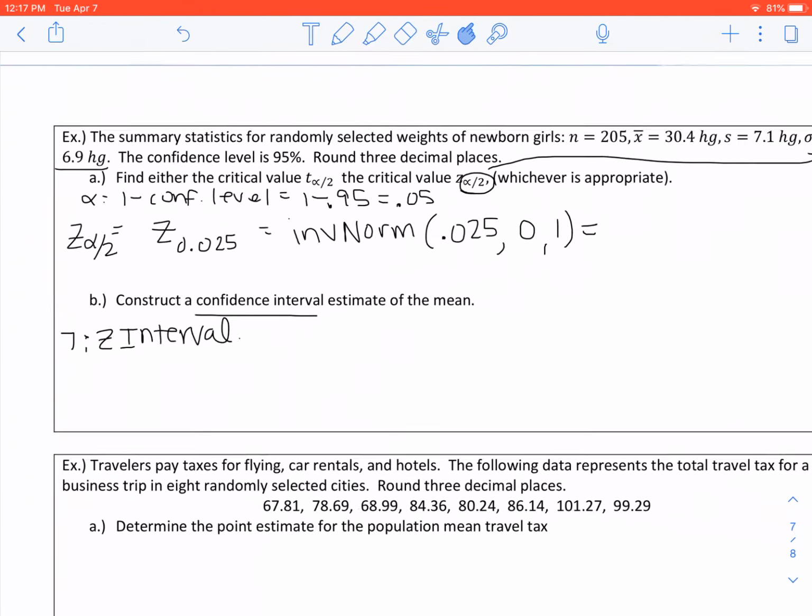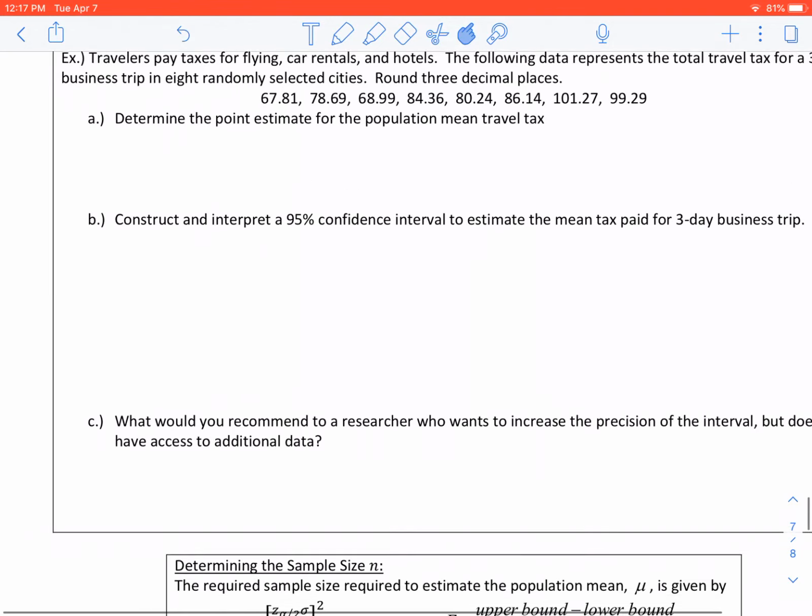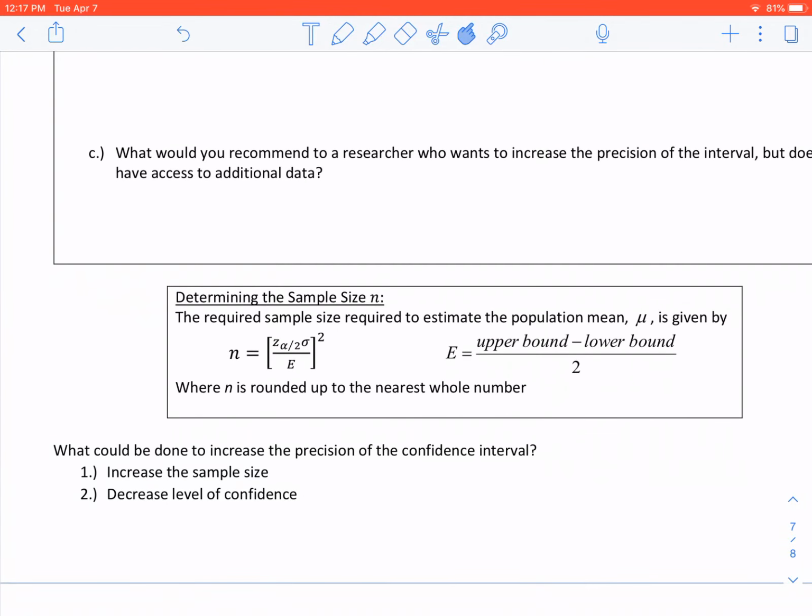Down at the bottom, there are some more formulas that I want to look at with you guys. So we're going to go ahead and give this a star. This is determining the sample size n, which we saw back in 7.1, but 7.1 was when you were dealing with proportions. This time we are dealing with the mean. So the sample size required to estimate the population mean, mu, is given by z alpha over 2 times sigma divided by e, squared.